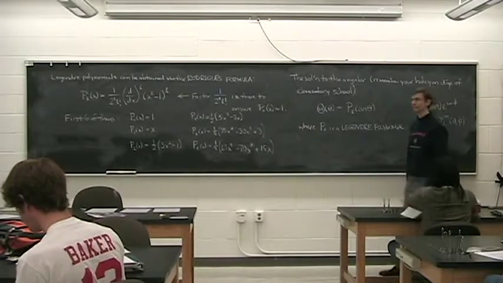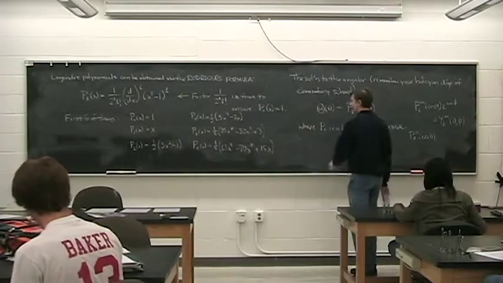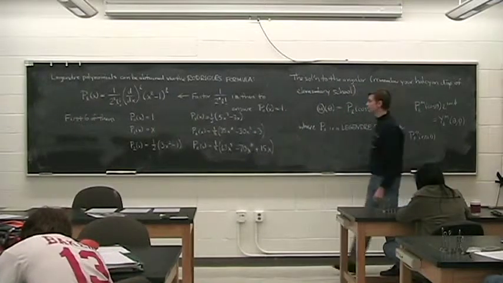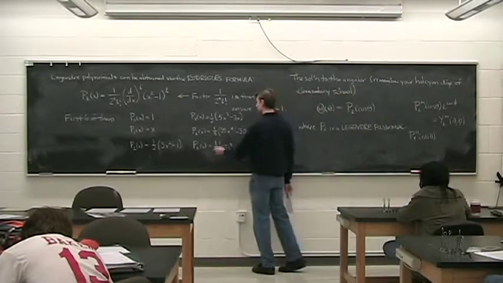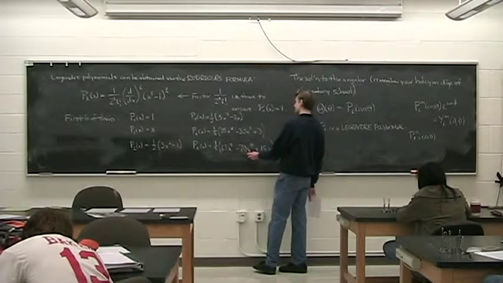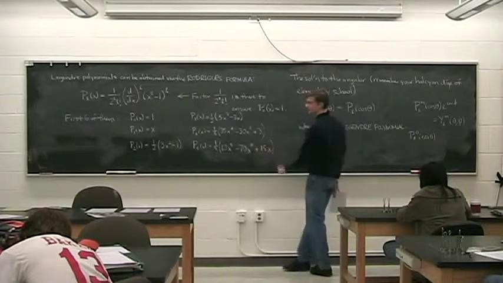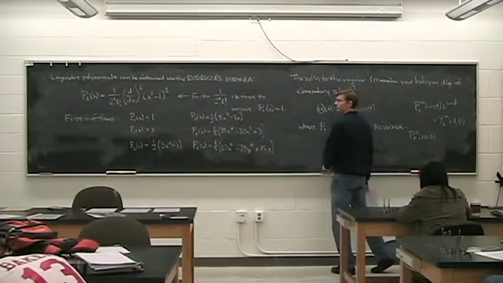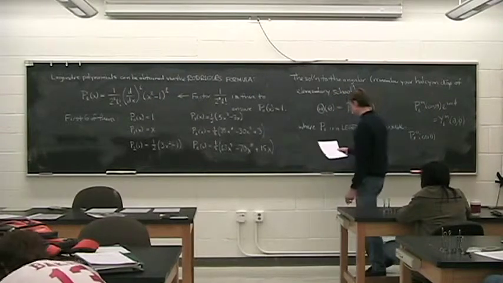There are tables of these things. Mathematica has built-in tables of these things. And we're doing P_L of cosine theta. So for example, P5 of cosine theta is 1/8 of 63 cosine theta to the 5th power minus 70 cosine theta to the 3rd power plus 15 cosine theta. You have to put in cosine theta wherever you see x when you're actually looking at these solutions.